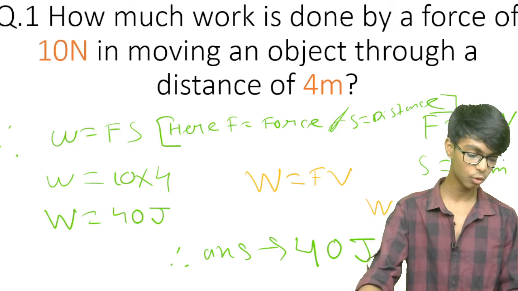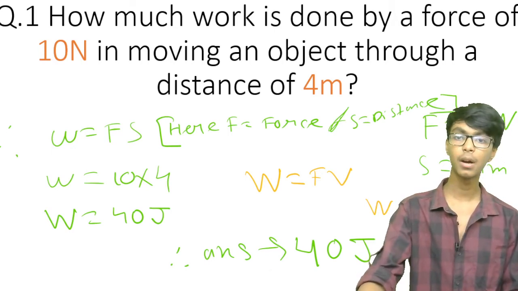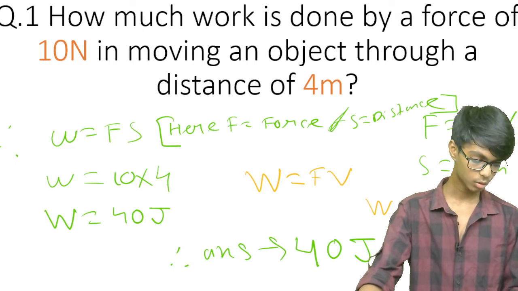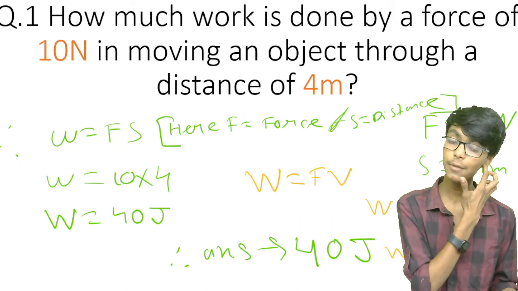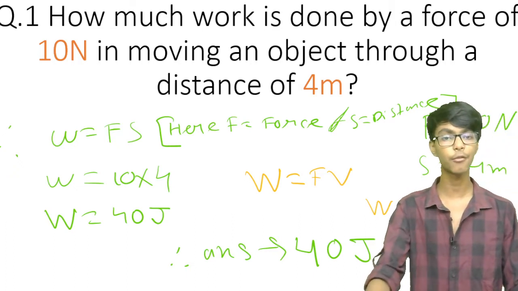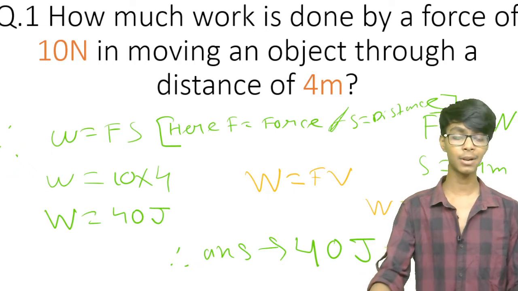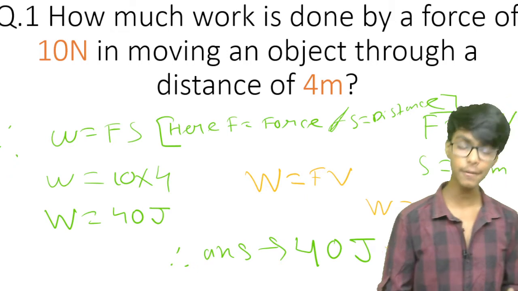W equal to force, suppose 60, and velocity is given 2. So W equal to 120. Simply do this. If velocity is given and force is given, use this formula, that is W equal to Fv, and if distance or displacement is given, that is W equal to Fs. These two formulas we have discussed.